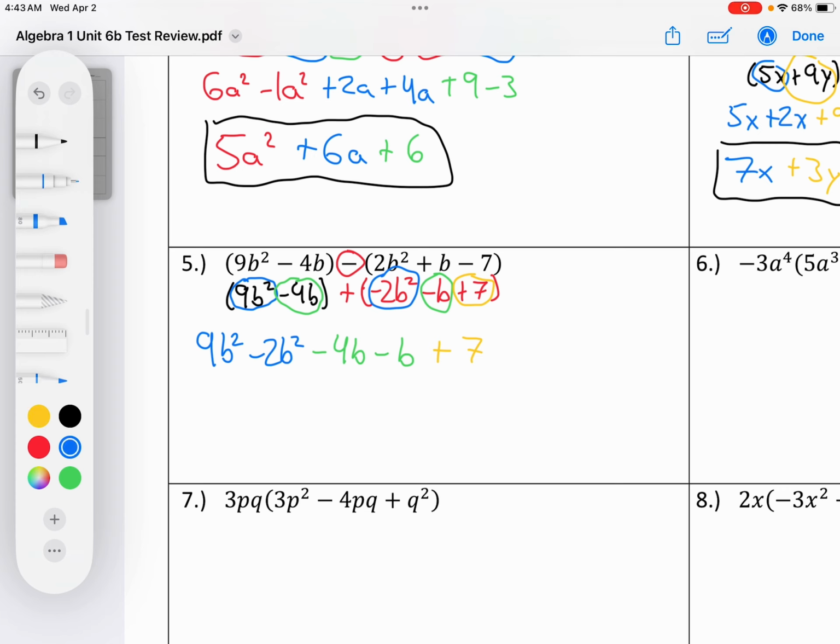Okay, so now we're going to combine our like terms. We have 9b squared minus 2b squared. 9 minus 2 is 7, so that gives me 7b squared. For the negative 4b minus b, remember again this would be a minus 1b. So negative 4b minus 1b would give me negative 5b. And finally, we bring down this plus 7, because we didn't have anything to combine with it, but it has to come down and be part of our answer.